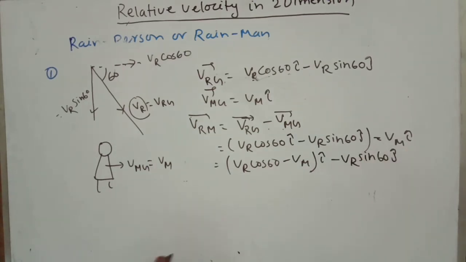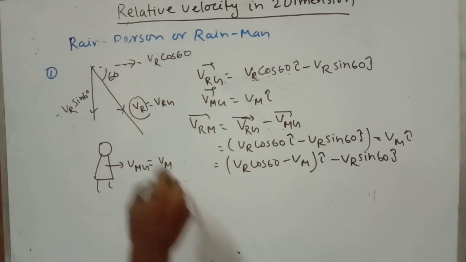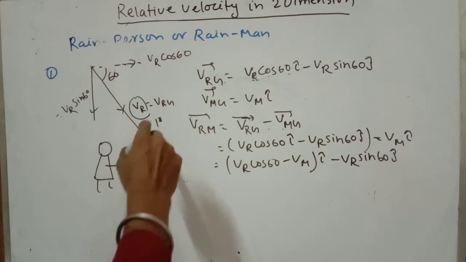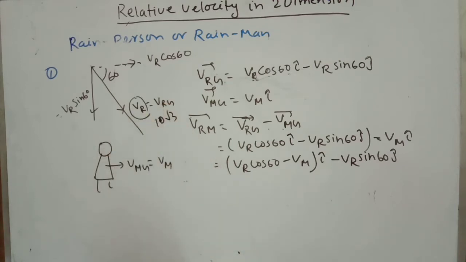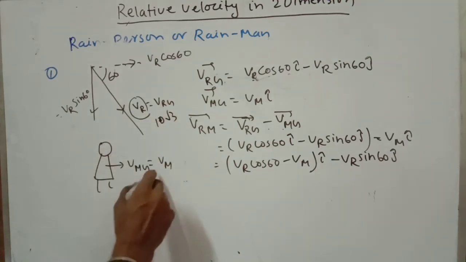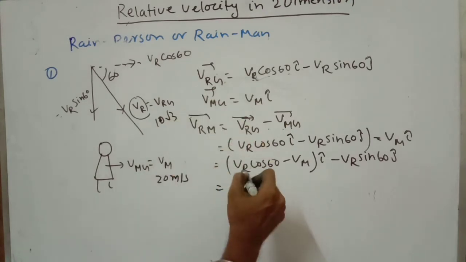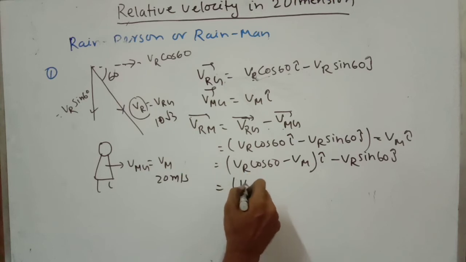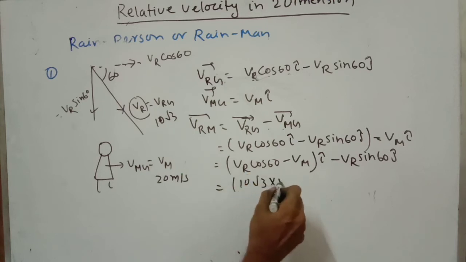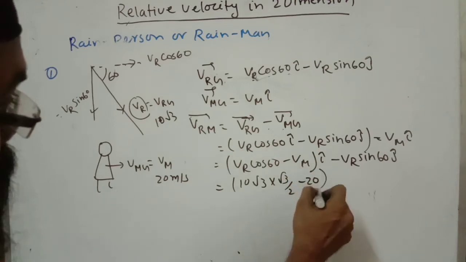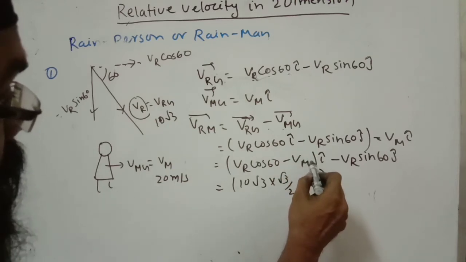Let us consider the velocity of rain as 10 root 3 meter per second, and the velocity of man as 20 meter per second. Now put in the values: the velocity of rain is 10 root 3, cos 60 is root 3 by 2, and the velocity of man with respect to ground is 20 meter per second.